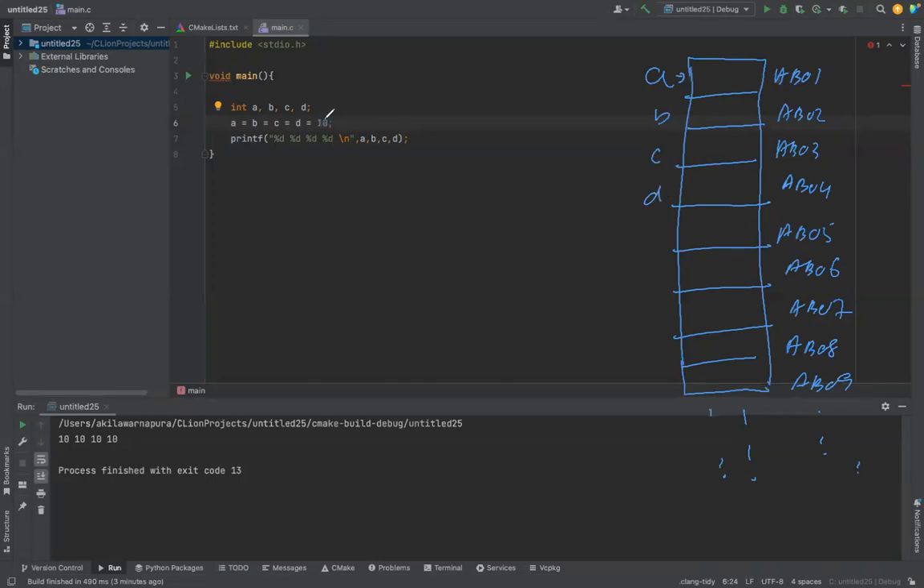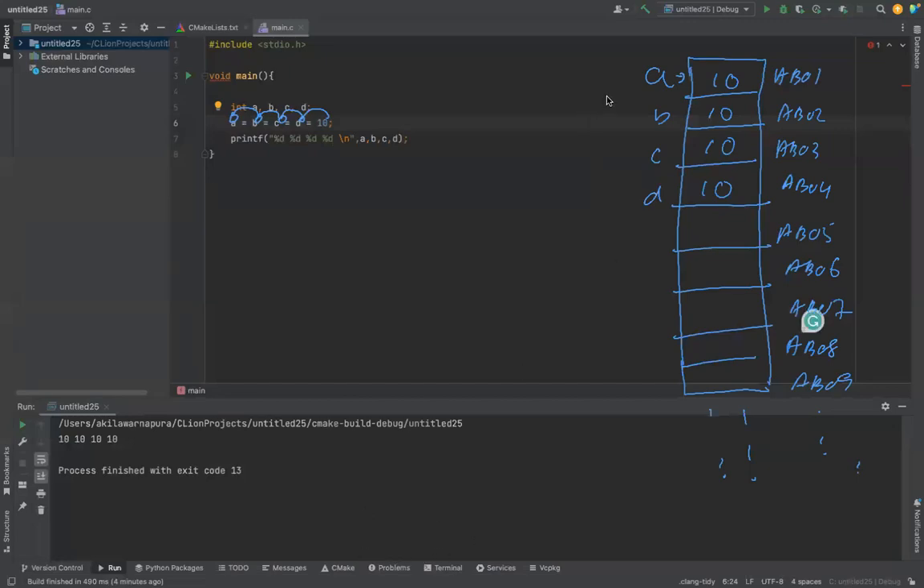After that, 10 is assigned to D, then D value is 10, and the D value is assigned to C, then C value is 10, and the C value is assigned to B, then B value is 10, and B value is assigned to A, then A value is 10. So there are 4 variables available. Each variable has the value 10. So that is the explanation.